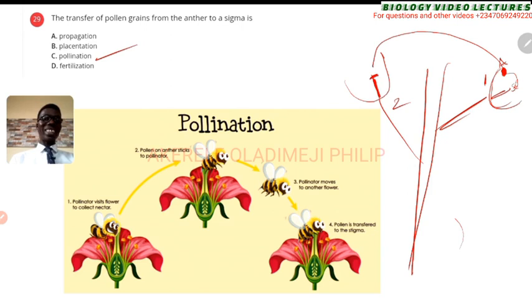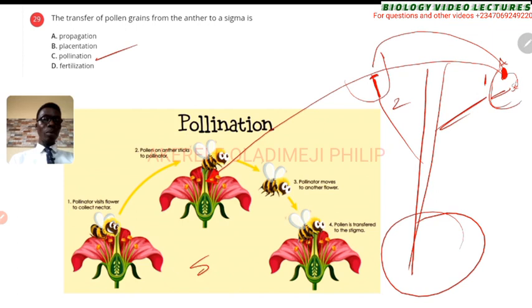However, if the pollen grain from this anther moves to fertilize the stigma on another flower of the same species of plant, let's say this is a mango flower and this is also a mango flower, that is cross-pollination. It has to be the same species. Once it moves to another plant, it is called cross-pollination. All right, so that's why we have what we have here.